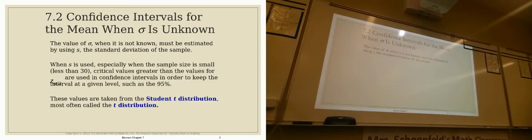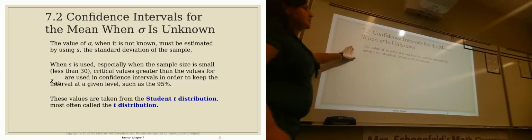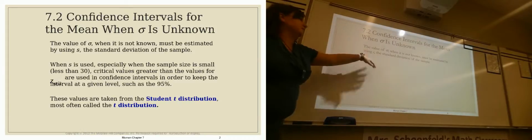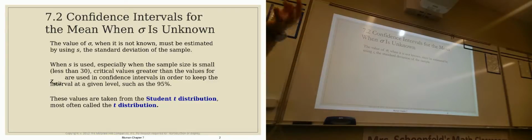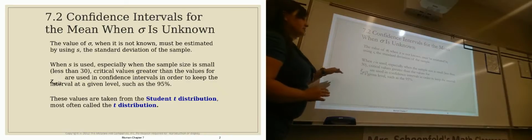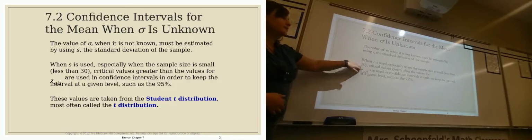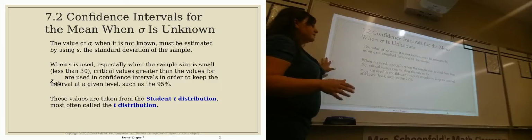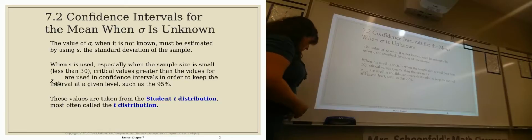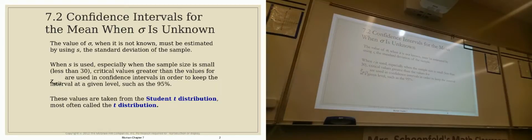Okay. So the value of sigma when it's not known must be estimated using S. So we're going to call it S for our standard deviation of the sample. Sigma is Greek S, so now we're going to use Roman normal S. When S is used, especially when the sample size is small, so small we're thinking less than 30, critical values are greater than the values for Z alpha over 2. So kind of remember where that came from.